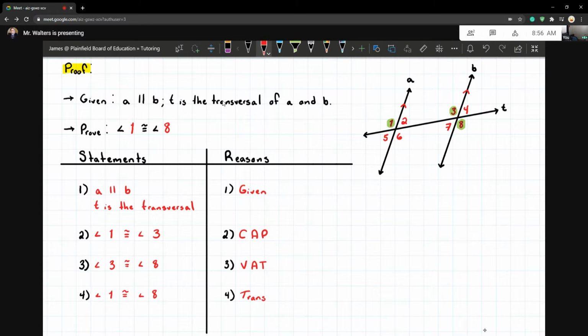So transitive property of equality. Alrighty, so I've got that transitive property there, and in doing so, that final step has allowed me to state that angle 1 and angle 8 are in fact congruent. And with that final statement, I can now call this entire proof the alternate exterior angle theorem.